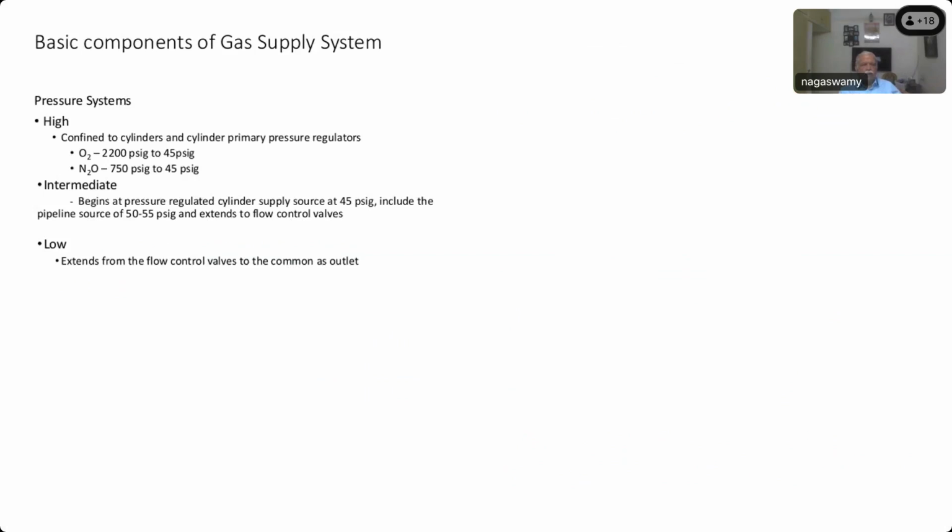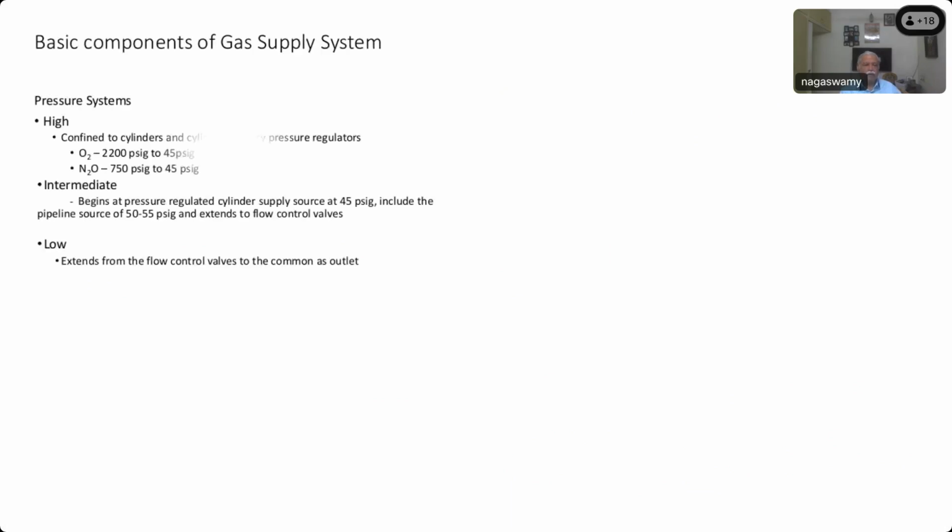Now the other common question they ask you is, how do you classify the various pressures or segments in the anesthesia machine? High pressure system, intermediate pressure system, and low pressure system. So these are the three components. So for the high pressure system, you must remember these points. Oxygen in the cylinder is 2200 psi.